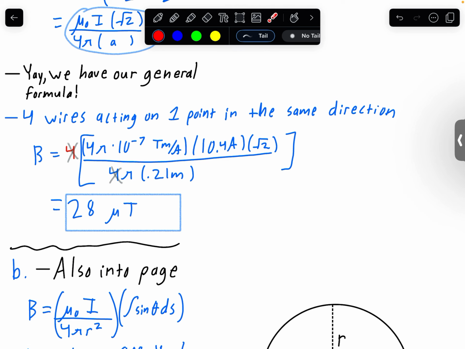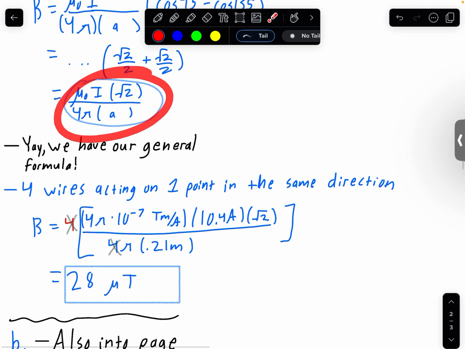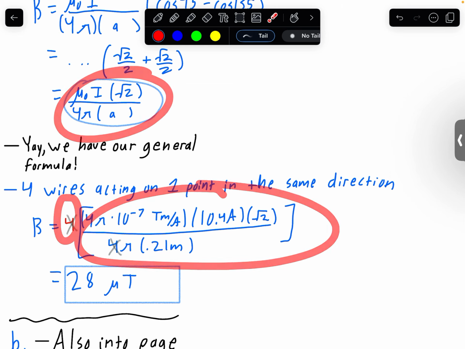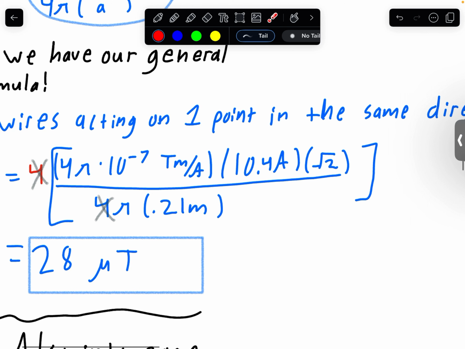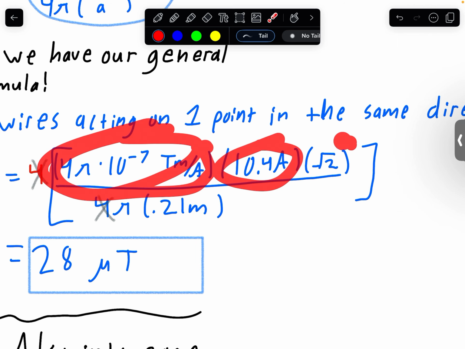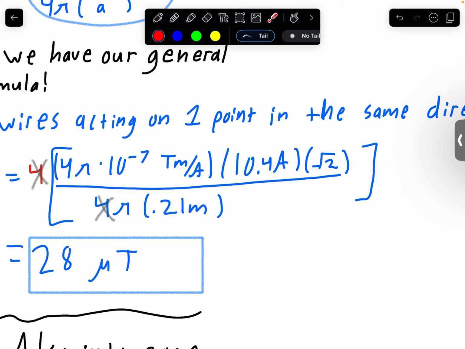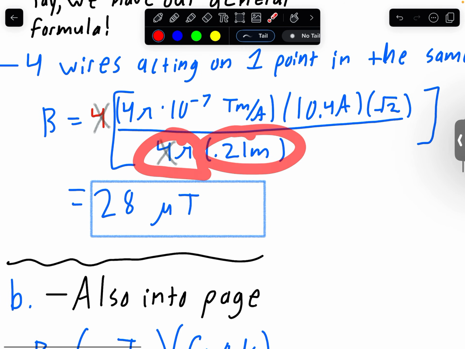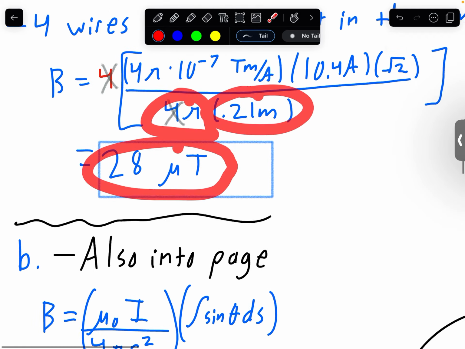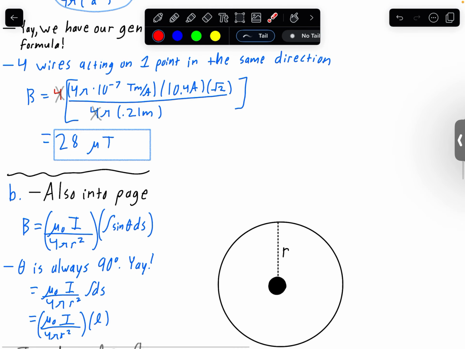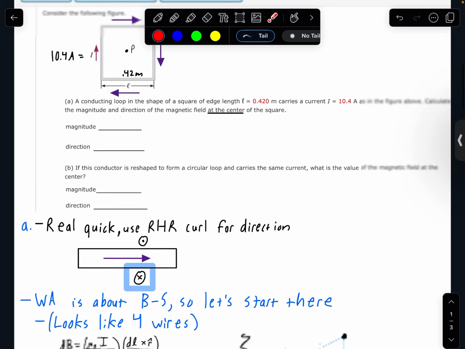So I just took what we have above here, plugged in my known values, multiplied by 4, and I explained how we got everything: that's our current that was given, mu naught, whatever. That's root 2 from all the work we did with the theta angle. Constant, perpendicular distance, perfect, 28 microtesla. Okay, wonderful. So that's part A all done. Now on to part B.